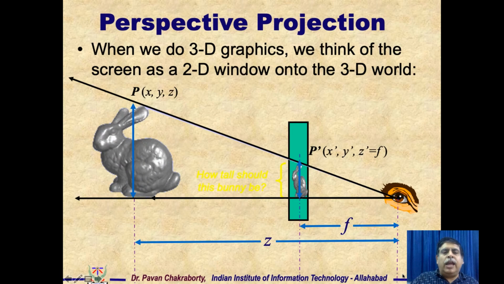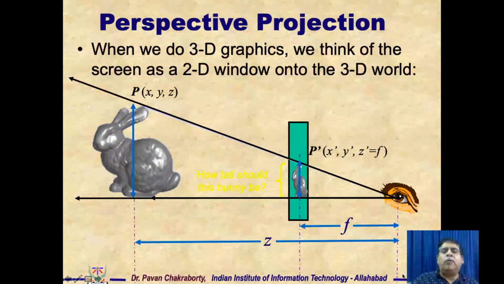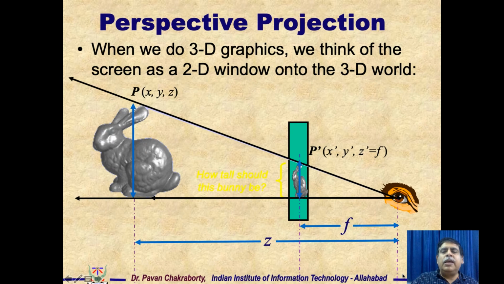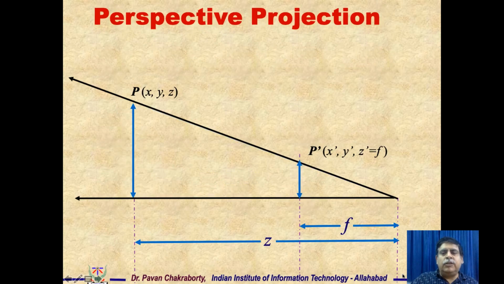The point of the rabbit is at P of x, y, z, while the screen coordinates of the rabbit would be P prime of x prime, y prime, z prime. In this case, z prime will be equal to f. So let us redraw this without the image.